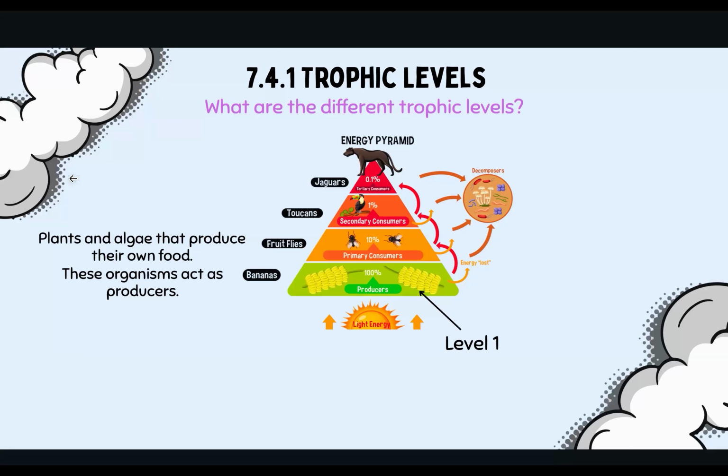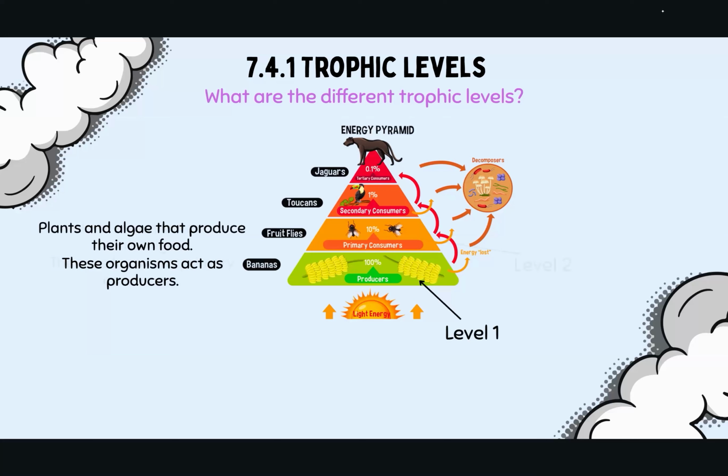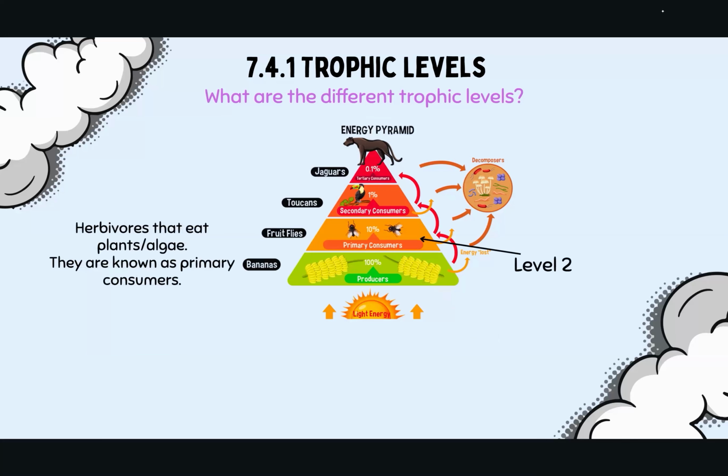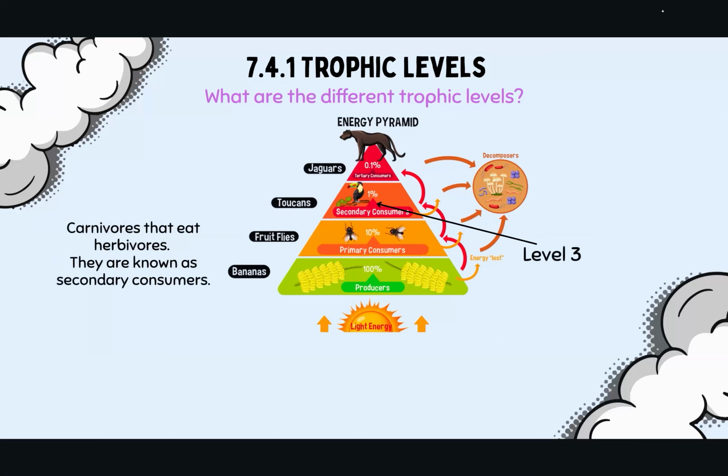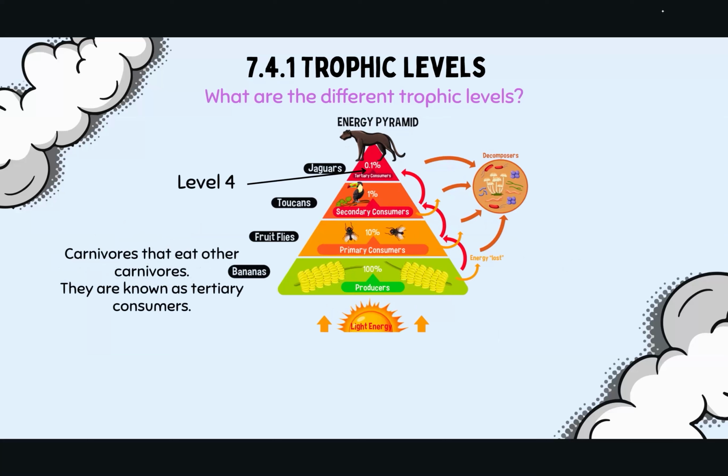So as we already know, plants and algae produce their own food. They are producers. So that is trophic level 1. Then trophic level 2 are the herbivores that eat the plants and algae. They're known as primary consumers. Trophic level 3 is the carnivores that eat herbivores. They're the secondary consumers. And finally, we have our fourth level, which is carnivores that eat other carnivores or herbivores, and they're known as tertiary consumers.